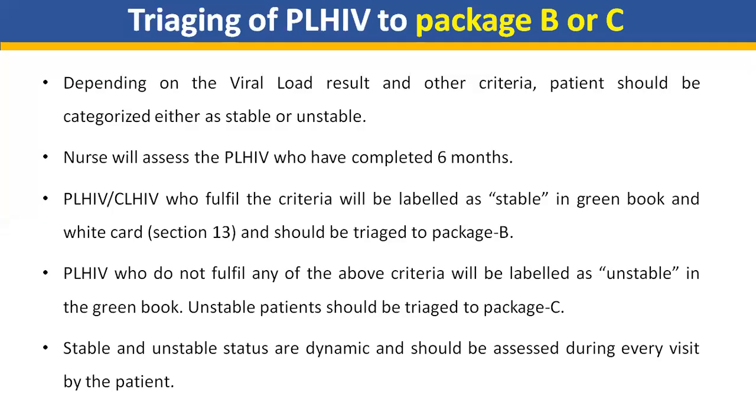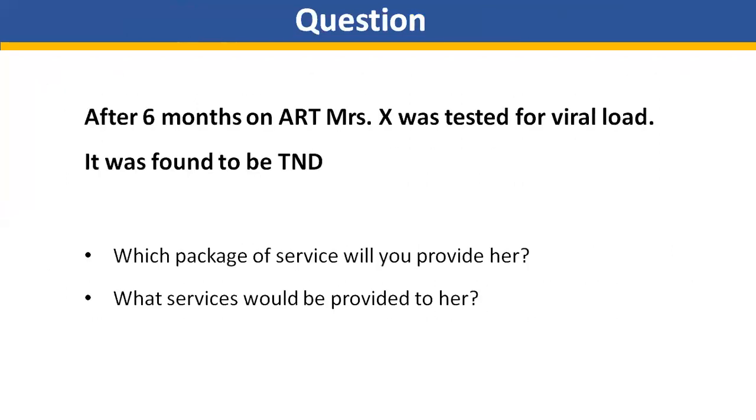Now, triaging of patients to package B or C, as we said, involves doing the first viral load at 6 months on ART. Stable, suppressed patients get a green sticker, and unstable patients get the orange sticker. Now, after 6 months, Mrs. X was tested for viral load. It was found to be TND. Which package of service will you provide her, and what services would be provided to her?